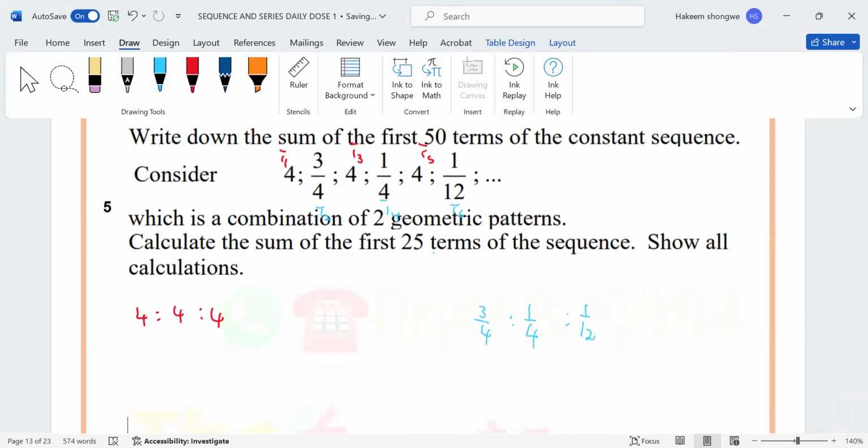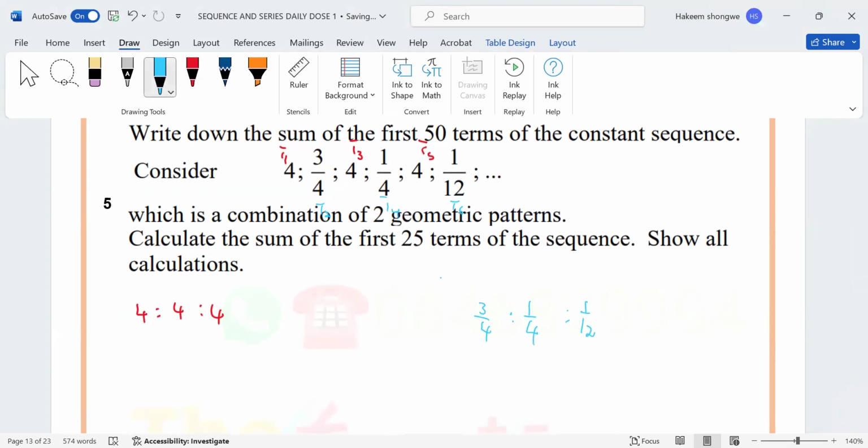Then they say, calculate the sum of the first 25 terms. We spoke about this. If we're calculating the sum of the first 25 terms of the sequence, some of them are going to come from red, some from blue. Now we just want to know how many come from red. Since we're dealing with an odd number here, more of them are going to come from the odd positions, and the others from blue. How many should come from red?